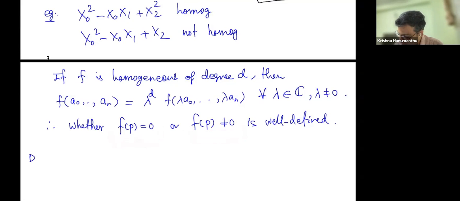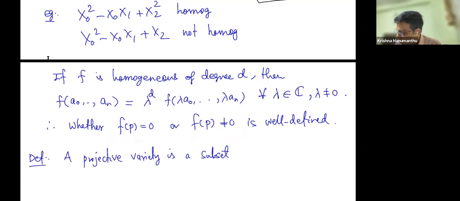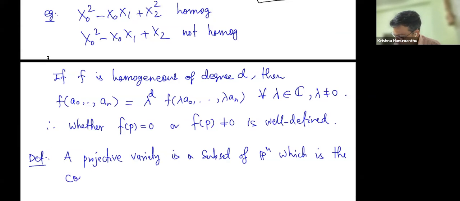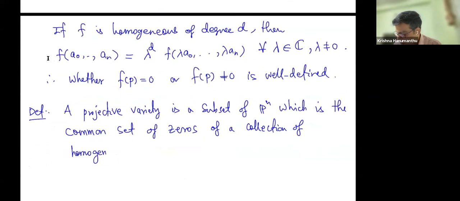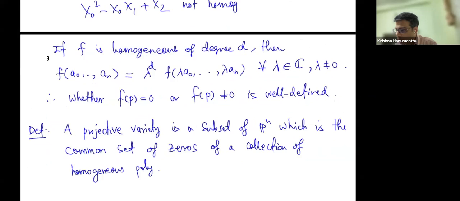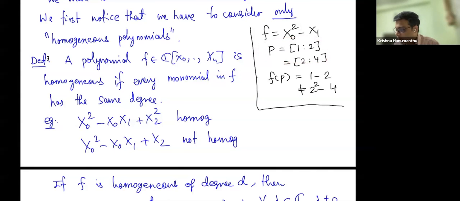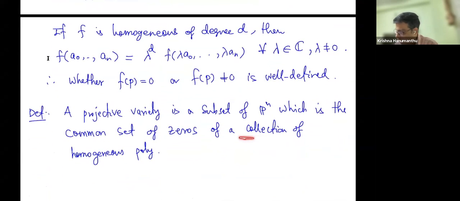So now, definition: a projective algebraic set, or I'll simply call it a projective variety, is a subset of Pn defined as the common set of zeros of a collection of homogeneous polynomials. For an arbitrary polynomial, we can't even define whether it is 0 or not in a well-defined way. But for a homogeneous polynomial, we can. So we can define a collection of homogeneous polynomials, and we will quickly get to ideals.